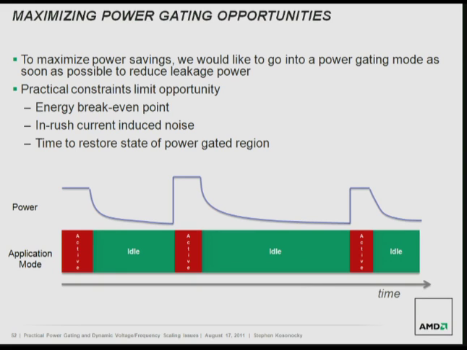So, power gating opportunities. We really want to maximize the opportunity for power gating here. If you look at power gating, we have certain burst parts in the application where sometimes we're running the application, going idle, running, idle. Some considerations here are the energy break-even point, the inrush current, and time to restore the power gated region.